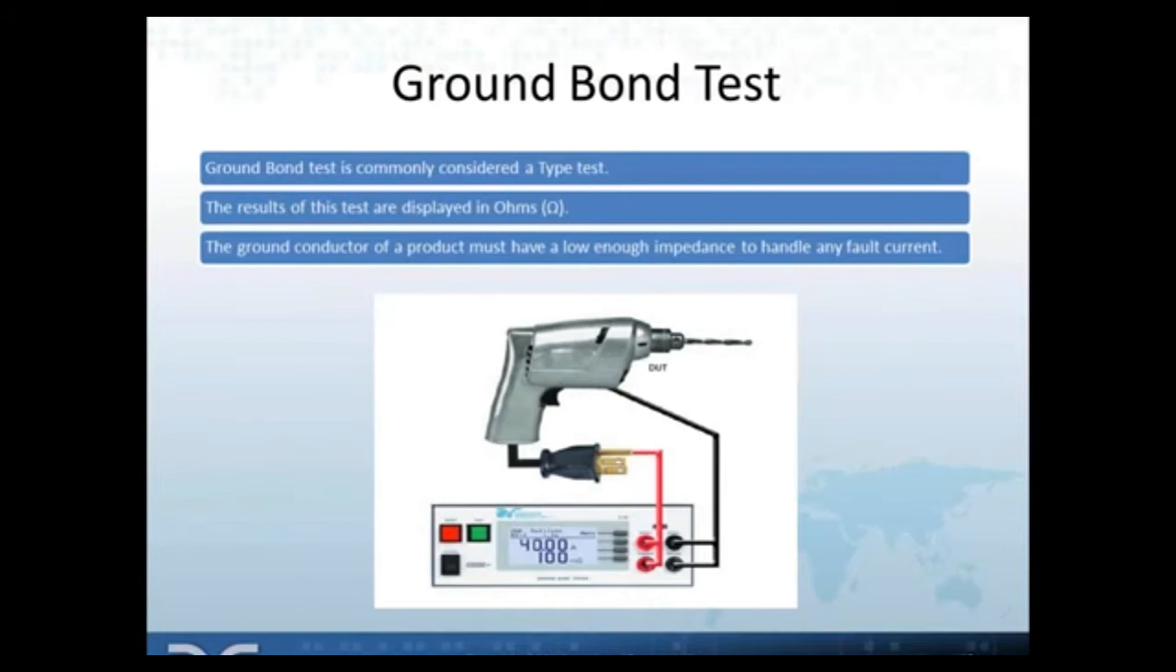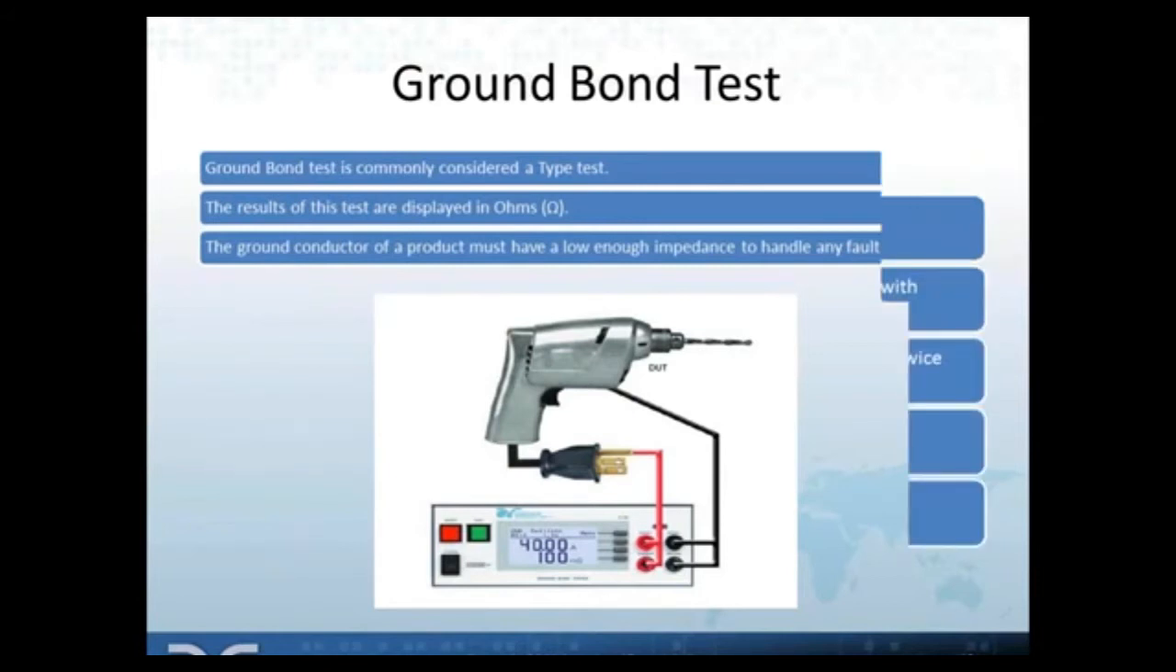Well, ground continuity test verifies the existence of a ground connection. The ground bond test verifies the integrity of a ground connection. Ground continuity test is a quick test to set up and easy to perform, and it's usually used as an extra feature during the high-pot test, whereas the ground bond test provides more valuable safety information about the device being tested.